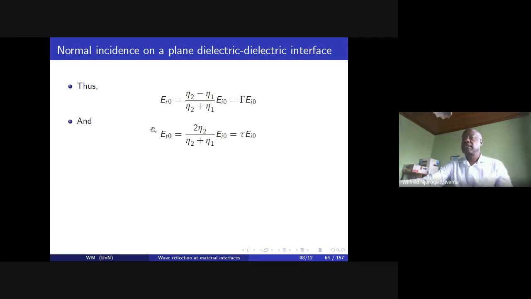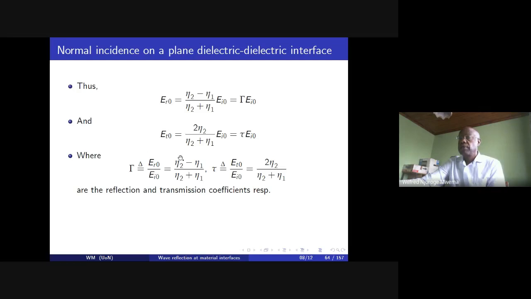And the transmitted wave amplitude is going to be given by twice eta 2 over eta 1 plus eta 1, times EI0, which is equal to tau EI0, where tau is now the transmission coefficient. So, by definition, that is given there for you. And we can recall that these are the same values that you had when you were dealing with transmission lines in the third year of ECT, where this would be, for example, the load terminating a transmission line of characteristic impedance eta 1.